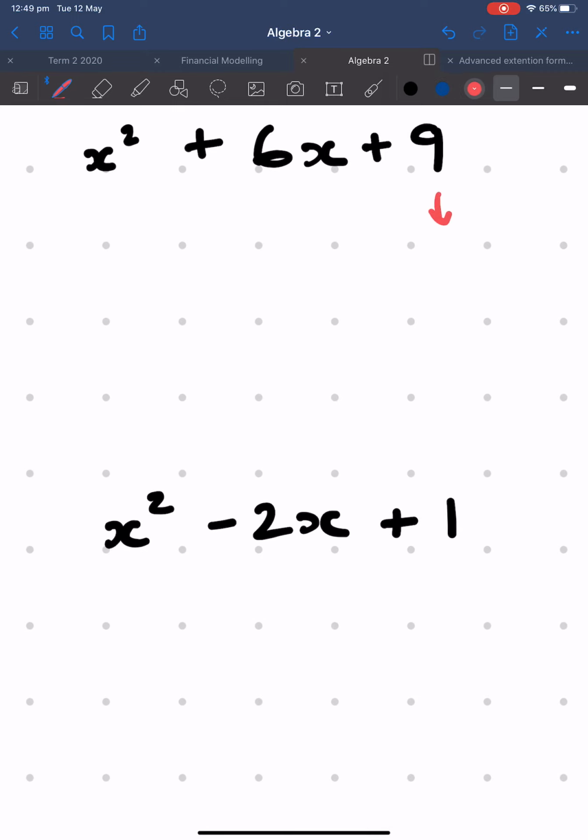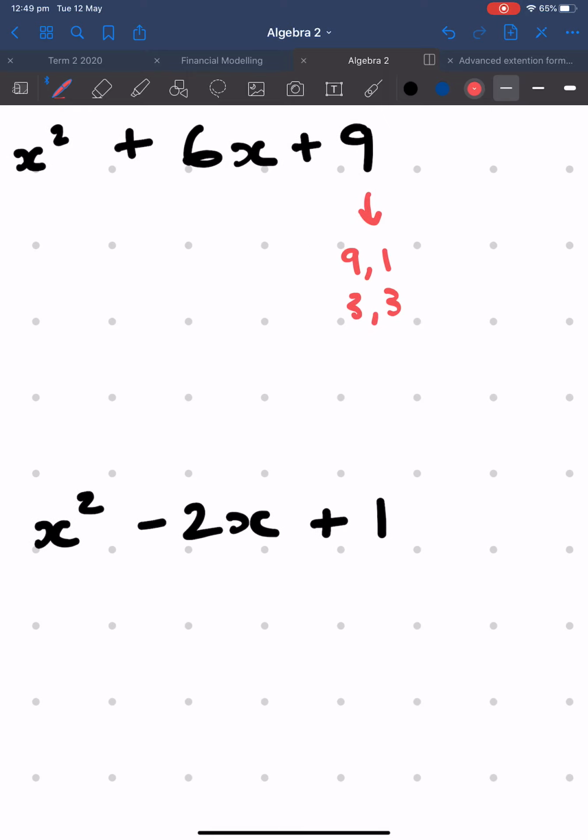So we look at 9 and we say, what are the factors of 9? So numbers that multiply to make 9. You could have 9 and 1, or you could have 3 times itself. Now 9 and 1, there's no way I'm going to be able to make 6, because I can either get to 10 or to 8. Hopefully that makes sense, because I could go 9 plus 1 is 10, or I could go minus 9 minus 1 is minus 10, but the number is still the same.